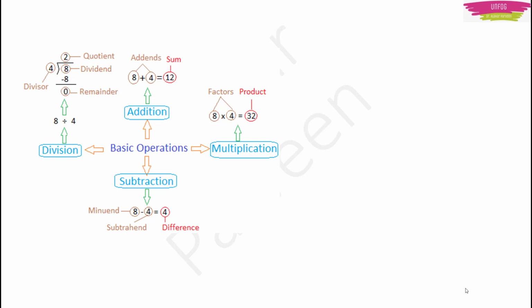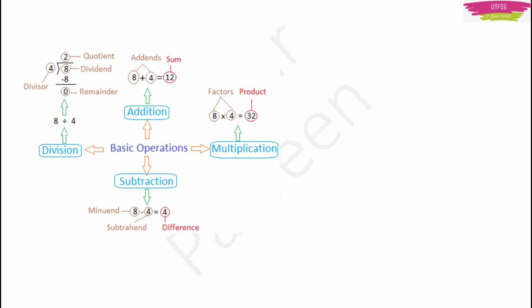So what are the basic operations of arithmetic? They are addition, subtraction, multiplication and division. When you do addition, those two numbers which you add, you call them addends. And the answer which you get after addition, you call it the sum. So the other name for addition is sum. And in subtraction, the other name for subtraction is difference. The two numbers which you subtract from each other, the first number you call the minuend and the second number you call the subtrahend. And the answer will be your difference.